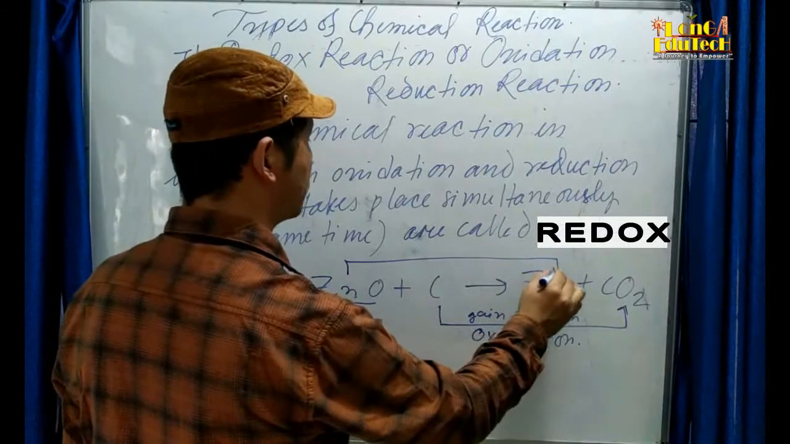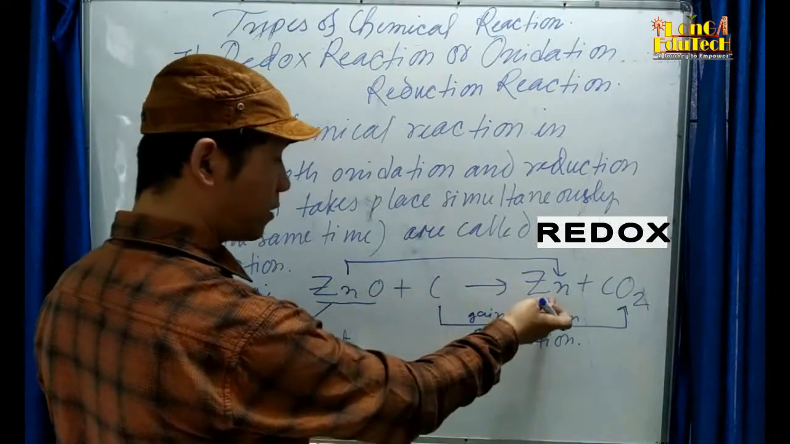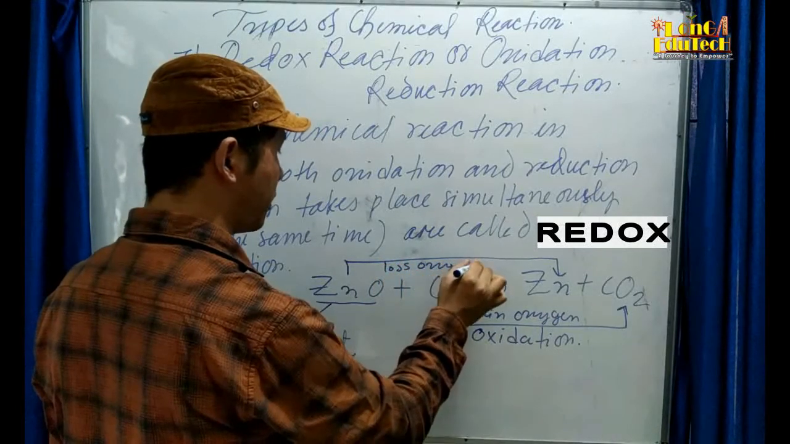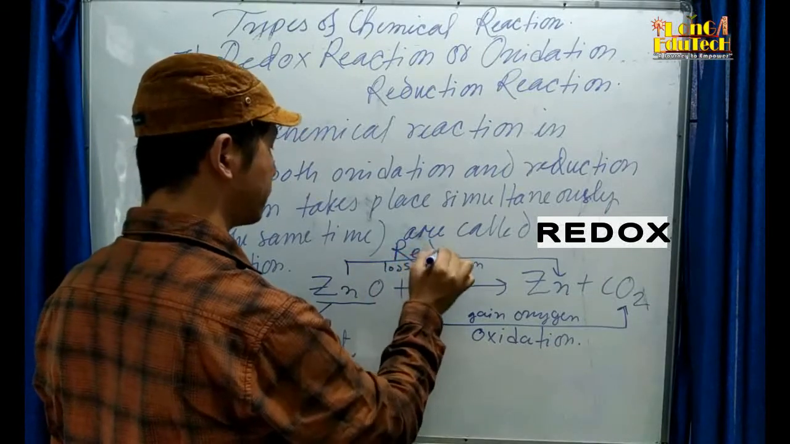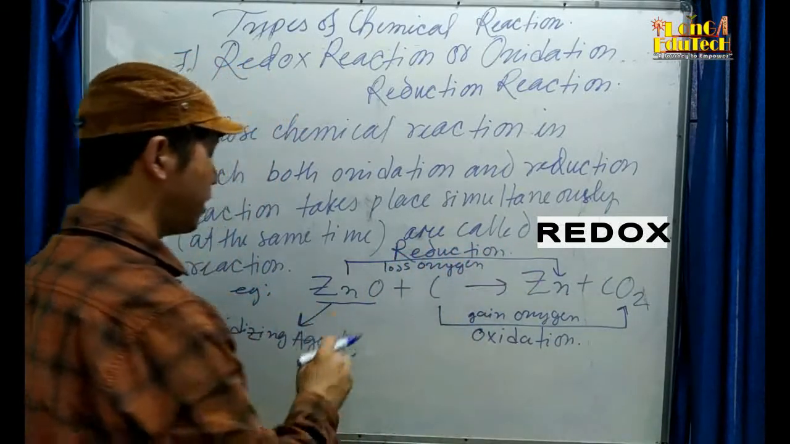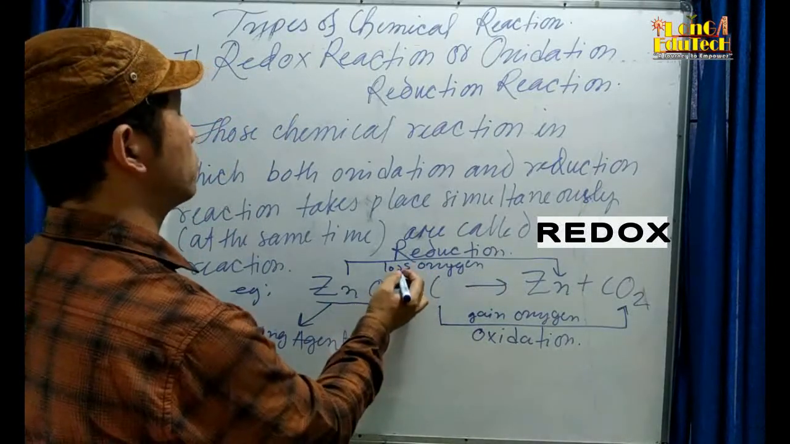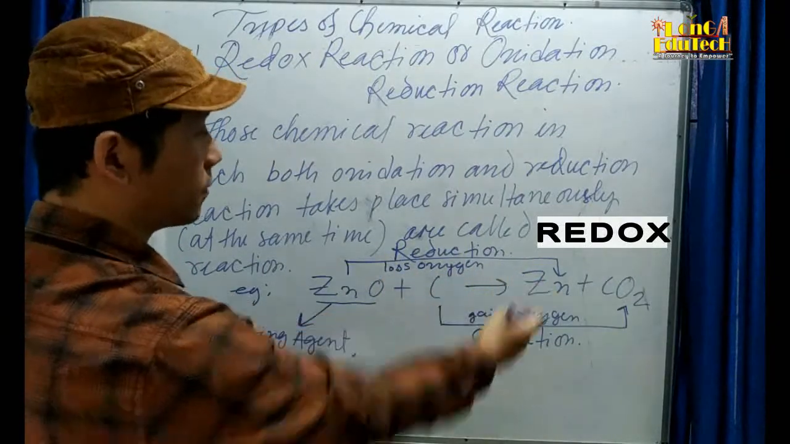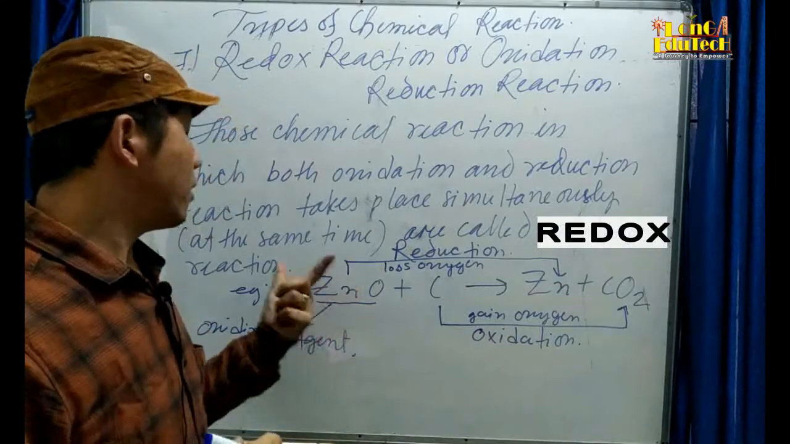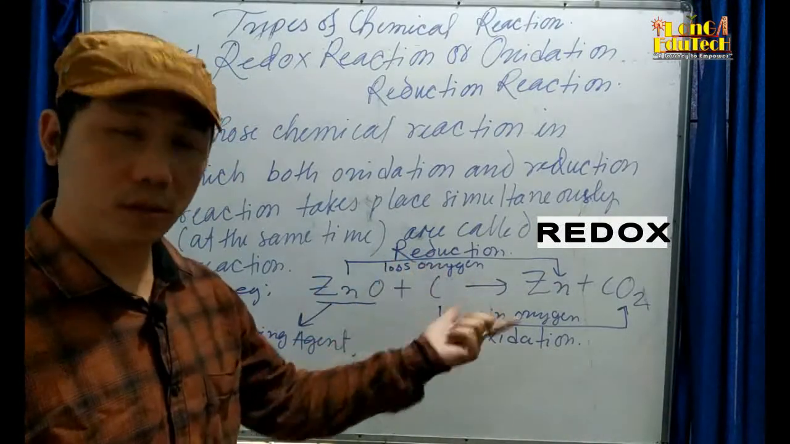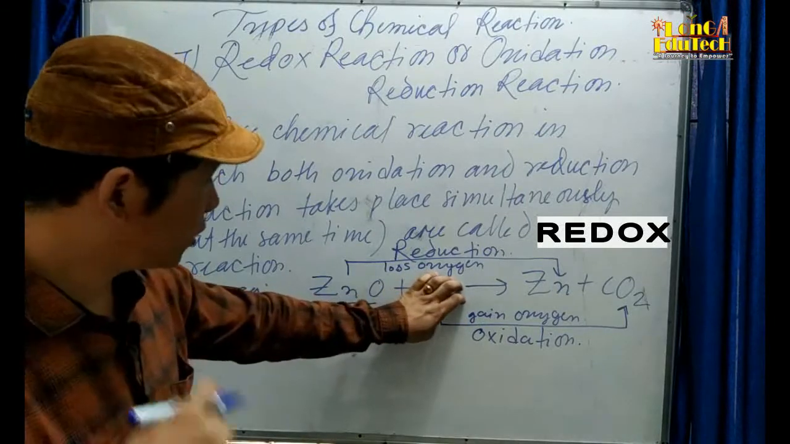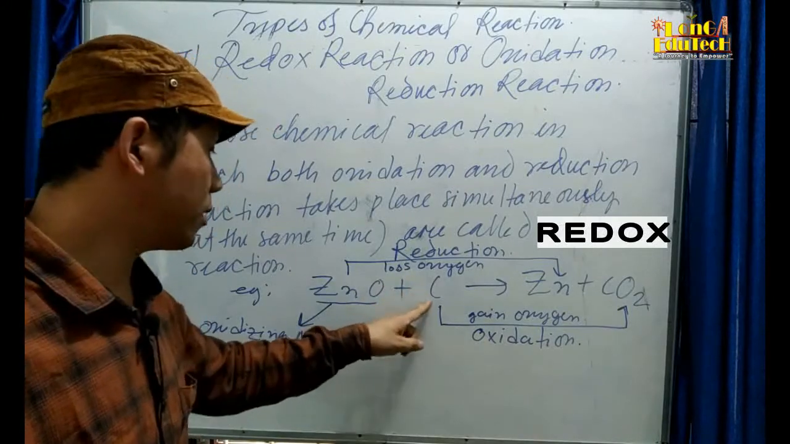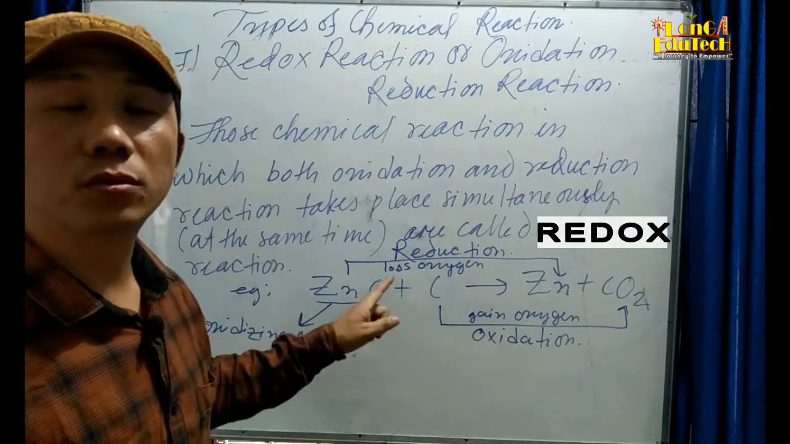Zinc oxide loses oxygen and gets reduced to zinc. Loss of oxygen. Am I right? So here reduction occurs. Zinc oxide loses oxygen and gets reduced to zinc. But by whose presence does zinc oxide lose oxygen? If there is no carbon, will this zinc oxide lose oxygen? No. It is because of the carbon. Because of the presence of carbon, zinc oxide loses oxygen, right?